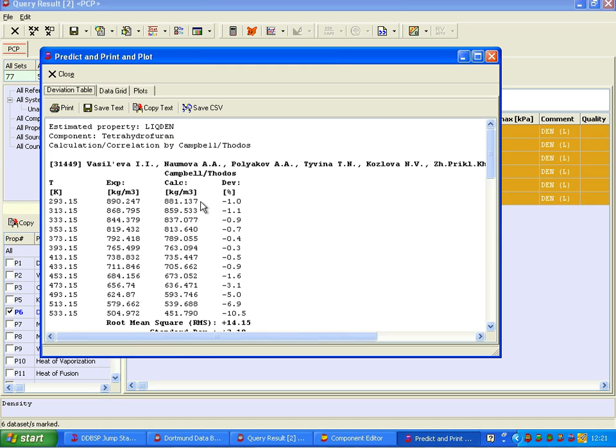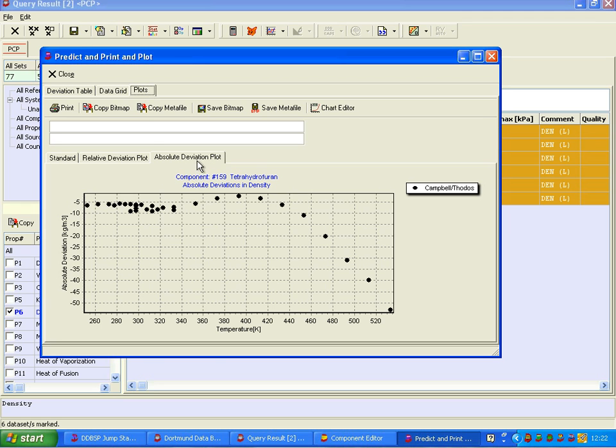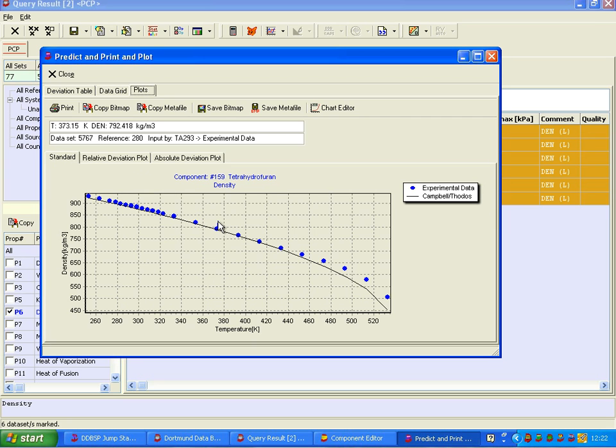Now it calculates and it gets these results in kilograms per cubic meter, and we see here the experiment, the calculation, the deviation. You can get a data grid for spreadsheet calculator and plots. This is the absolute and relative deviation, and we can see the deviations get high at high temperatures when this component is approaching its critical point. And otherwise it's pretty good here, and the standard plot would be this one.